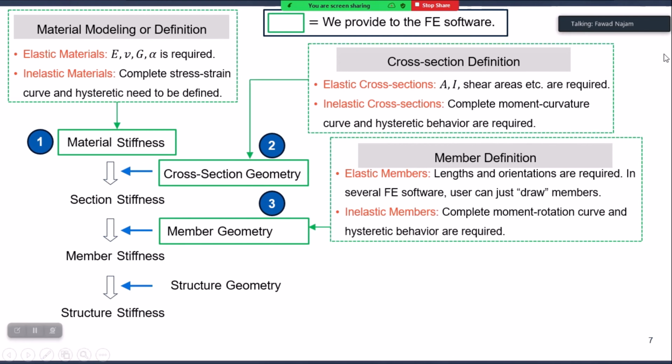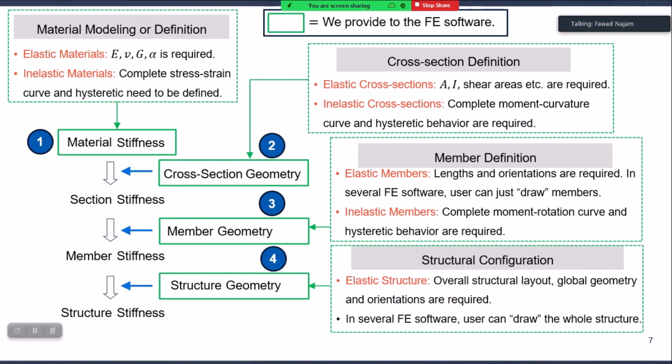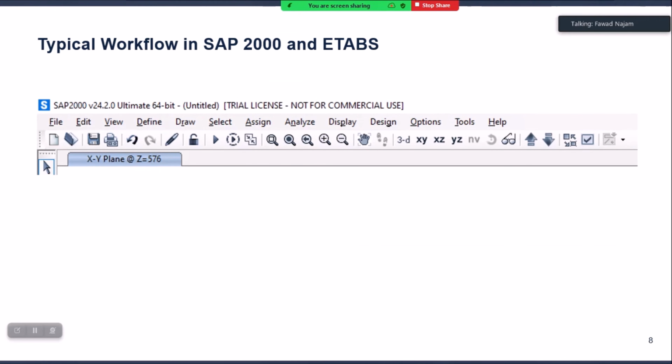Then member geometry, obviously we'll simply draw the members and essentially tell the program what are their lengths, what are their orientations, and all that. So we'll complete the full structural geometry at the end, which will help the program in formulating the global K matrix of the structure. So finally we'll have the structure stiffness at the end, which the program will use to solve the governing equation of motion and produce all the responses against our applied loading. So this is the overview of the menus which are available in SAP 2000.